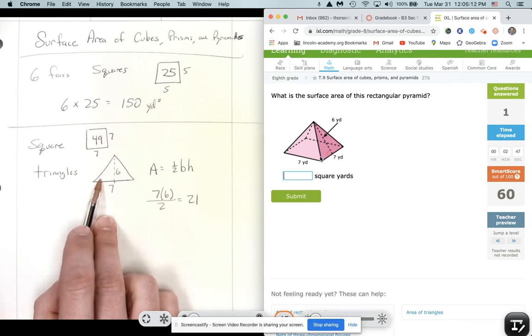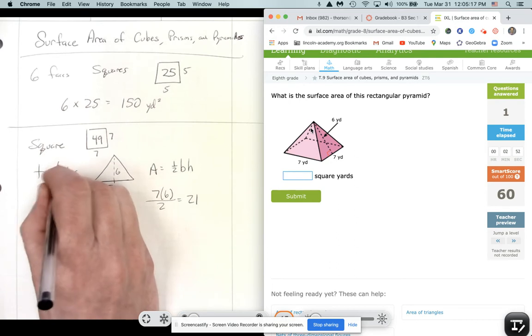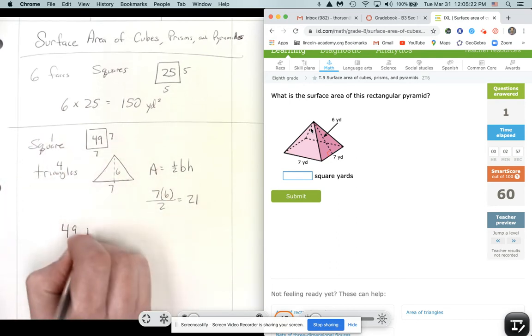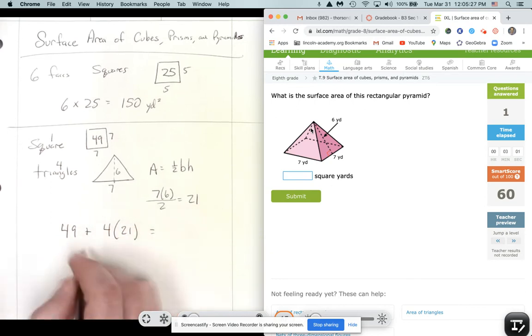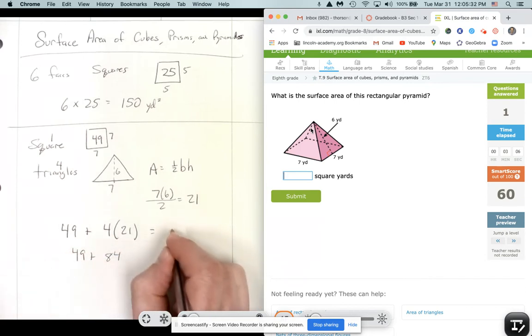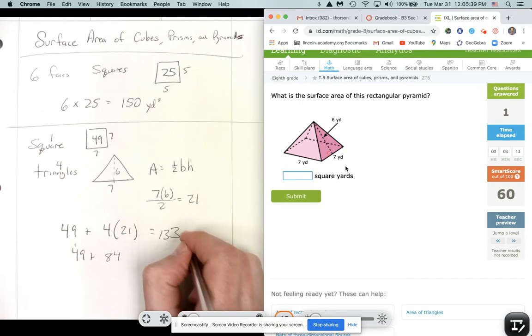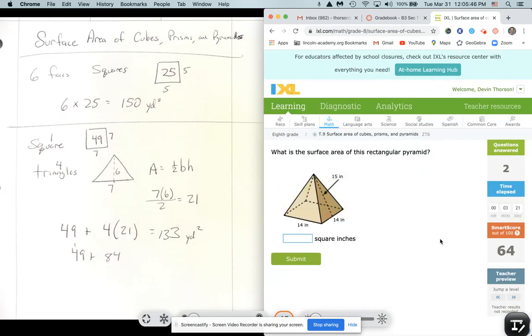Now remember, how many of those did I have? I had 1, 2, 3, 4 of those. So I had 4 triangles, and 1 square. So I'm going to take 49 and add it to 4 of the 21s. I get 49 plus 84, which is going to be 133. The units are in yards, so that's going to be yards squared. So I come over here, type in 133, and hit submit, and I did very, very good.